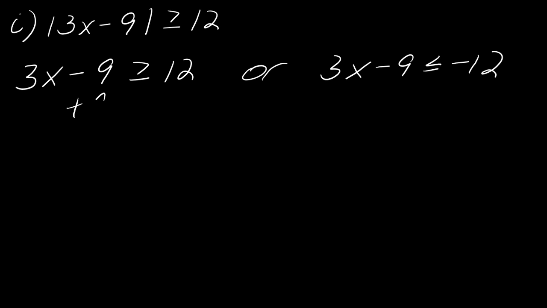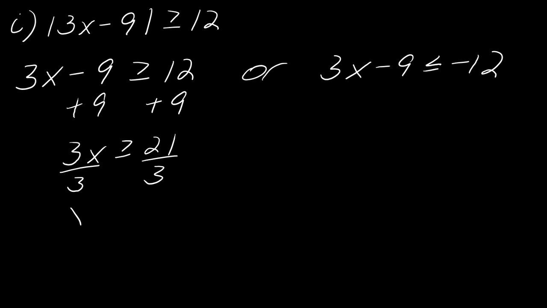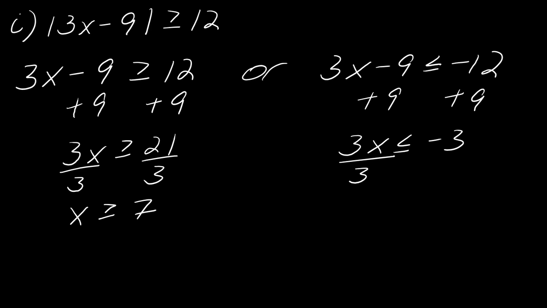So let's see, I'll add 9. So this becomes 3x is greater than or equal to 21. And then divide by 3, so I have x is greater than or equal to 7. And then for this one, I'll add 9. So I get 3x is less than or equal to negative 3. Divide both sides by negative 3 to get x is less than or equal to negative 1. And this is an OR.